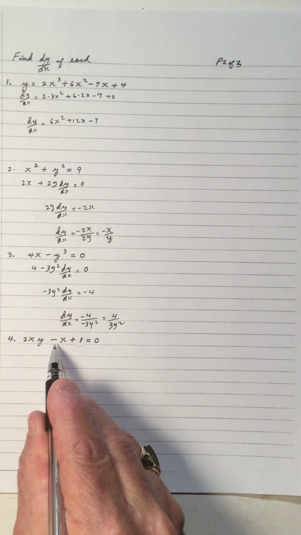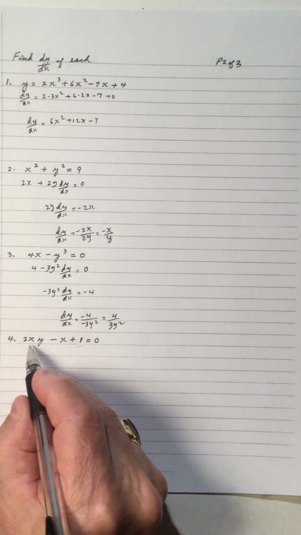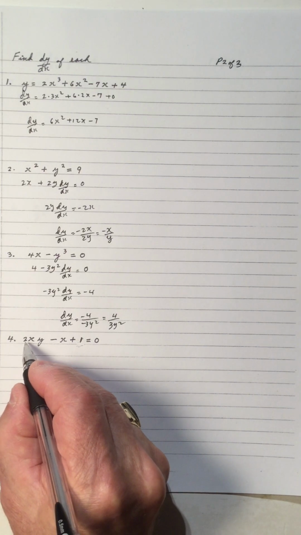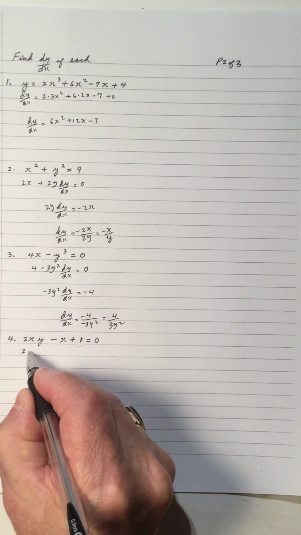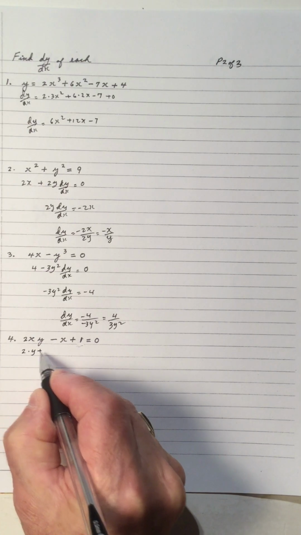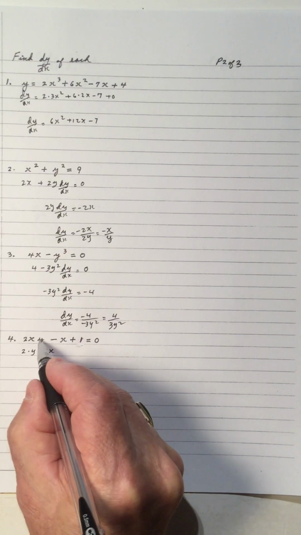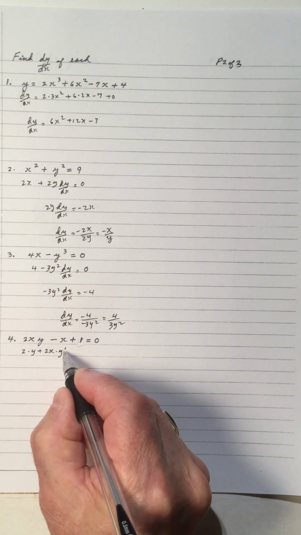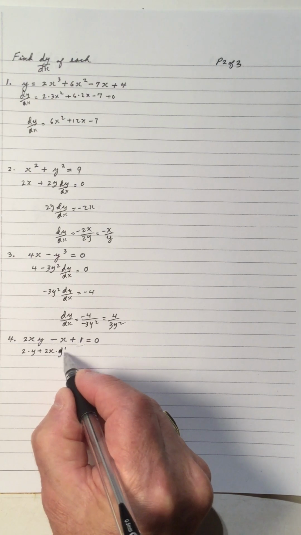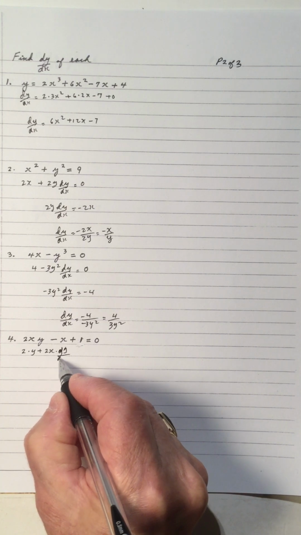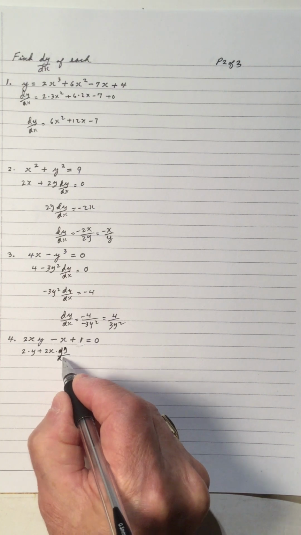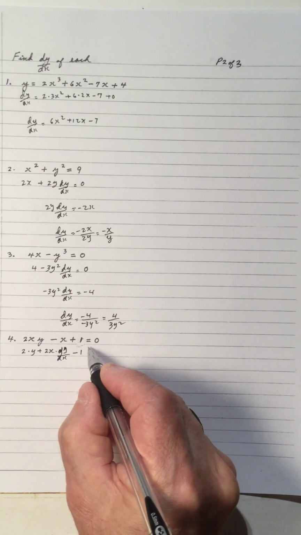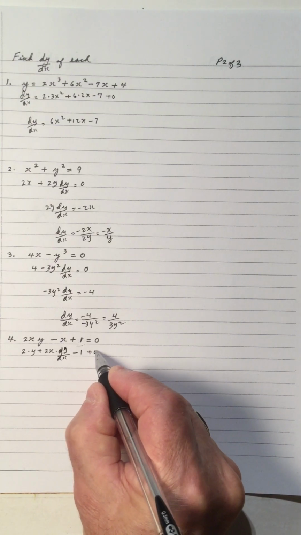Notice we have 2xy minus x plus 1. This is a product, so with f and g, the derivative of f is 2 times y plus f times the derivative of g, which is y. The derivative of g is y prime. Let's do dy/dx. I could use y prime, but I'm using dy/dx instead right now. And the derivative of x is negative 1, and the derivative of a constant is 0.